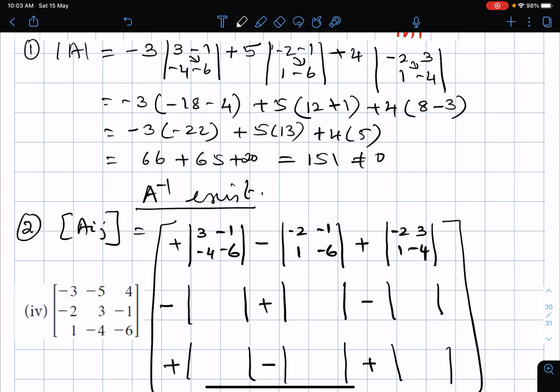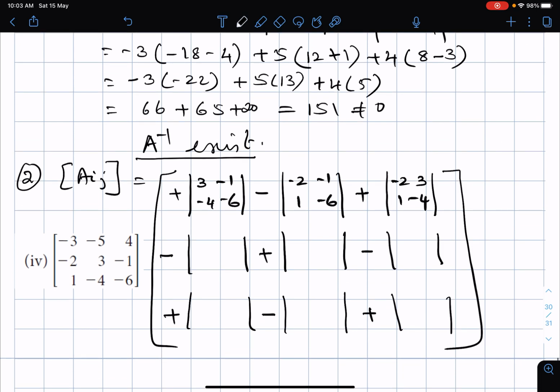So the first row is complete. You are going to go to your second row. Second row, first element means delete the second row and the first column, and your elements are minus 5, 4, minus 4, minus 6. Now coming to your second element, so second row and second column, your elements are minus 3, 4, and 1.